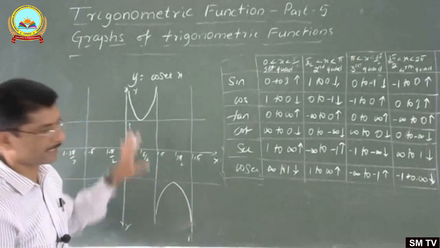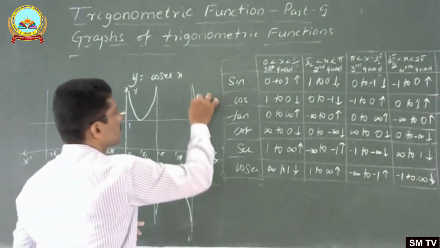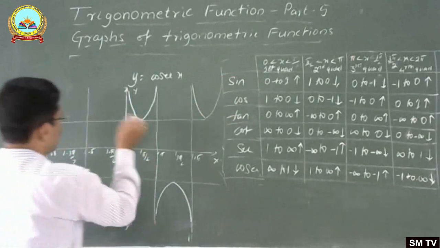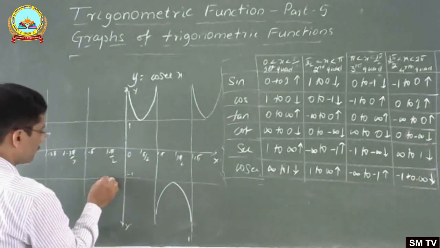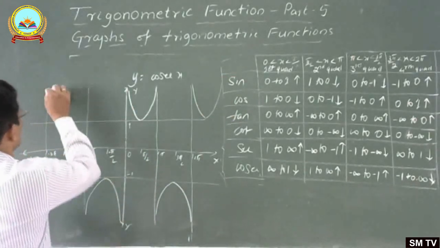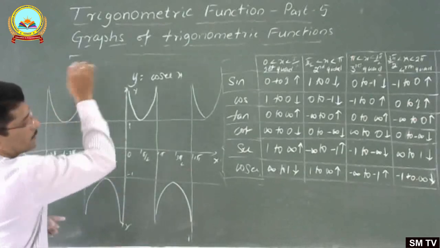These are the single cycles. Suppose we continue the second cycle like this. On the left-hand side of the origin, the curve is like this. This one is the graph of sec x.